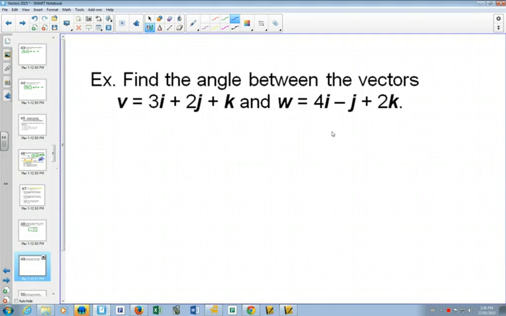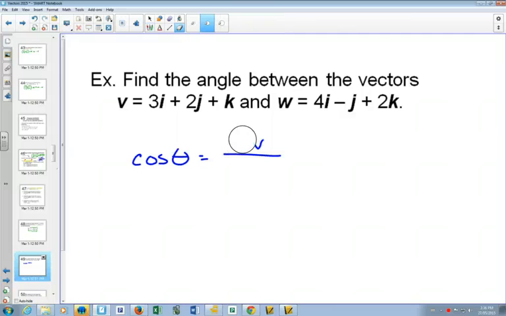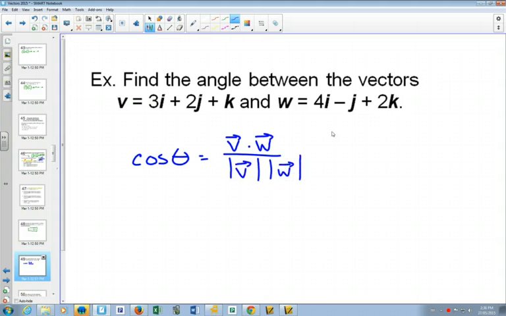So that formula, the dot product, oh, it's V and W. The dot product of both of our vectors over the length of both of our vectors.